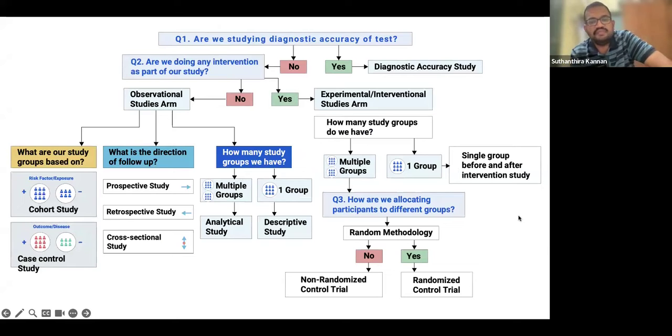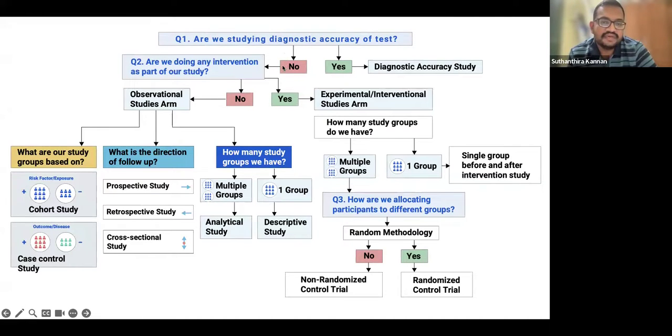This is a very common mistake done by the clinical PGs. So, are we studying the diagnostic accuracy of the test? Your research question. If it is yes, then the methodology is a diagnostic accuracy study, which is itself an entirely different study. There are different protocol guidelines there.